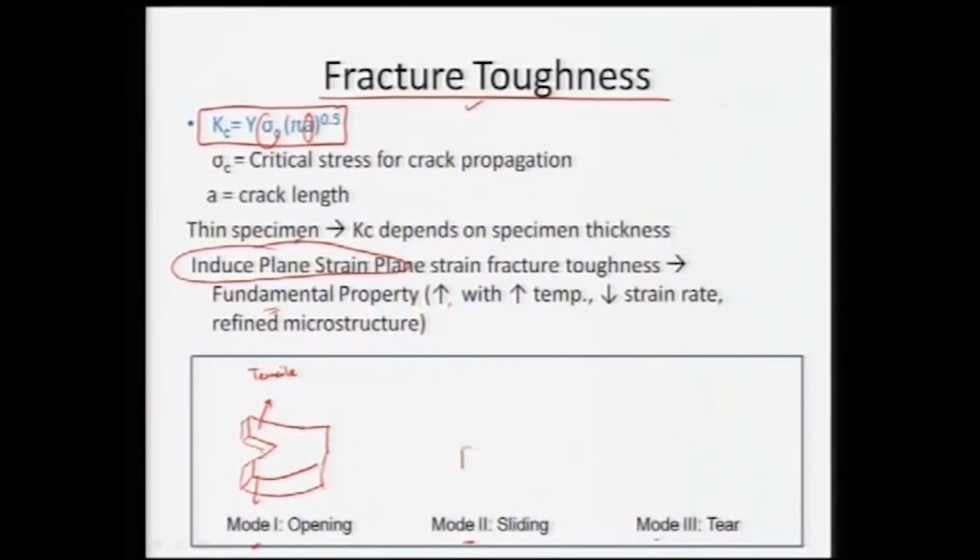So, we can have this, which is called a sliding mode. This second mode is called sliding mode. In this, the top piece is being taken on the right hand side, and this piece is being taken on the left hand side along a notch. So, this is called a sliding mode.